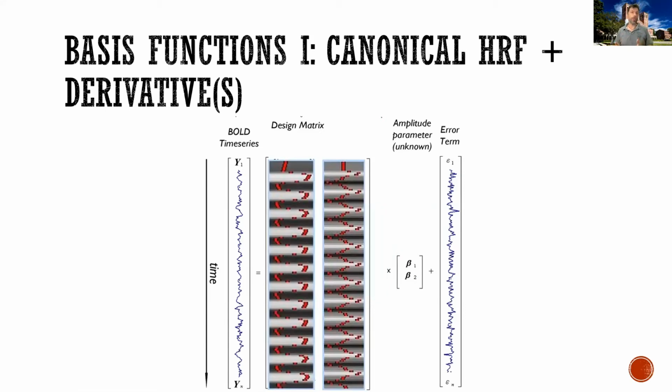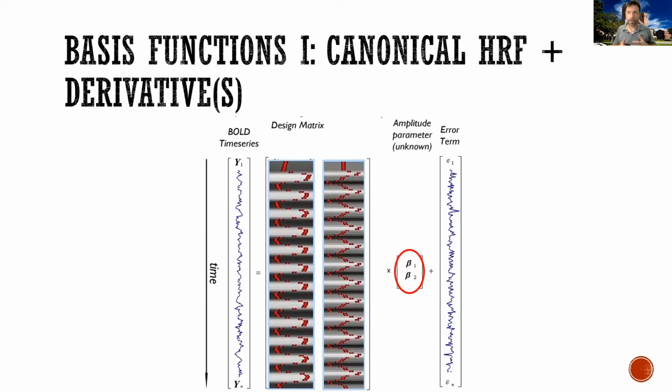Now, in terms of our GLM, we still have the time series of our voxel right here. And now in our design matrix, we have two regressors. One is our canonical, and one is the temporal derivative. Notice, however, that now we have two parameters. And this makes it a little bit harder to interpret.